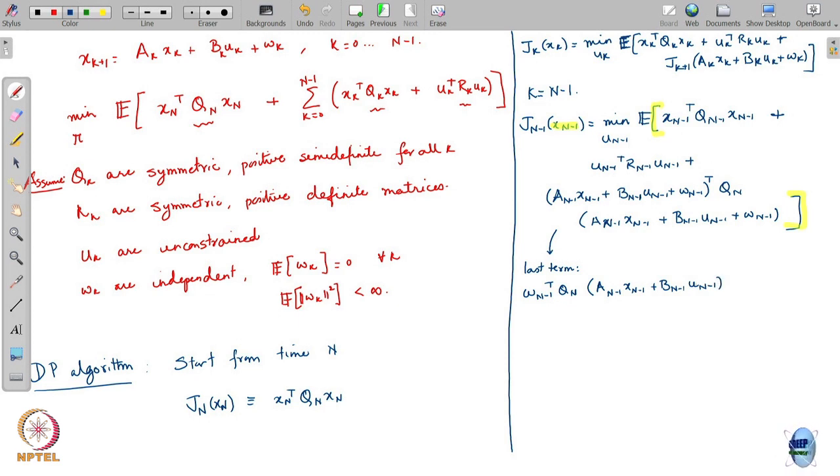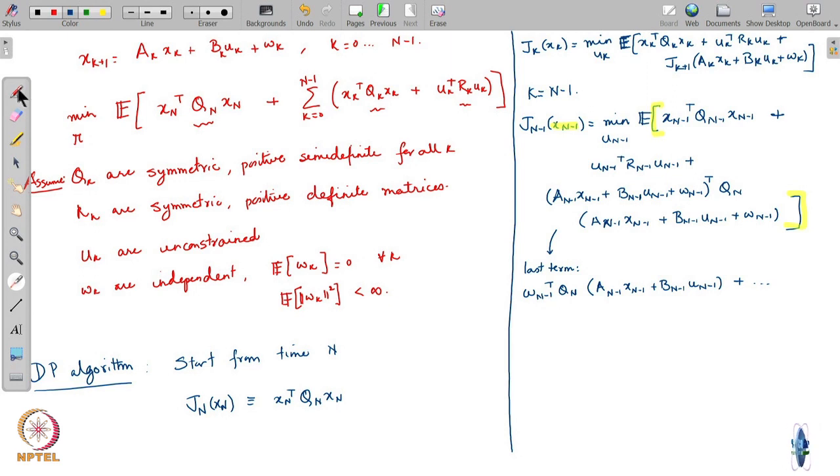And now the last term has this plus several other terms. Now, what can we say about this particular term? So, notice that because as I said x n minus 1 is simply some constant or some deterministic nominal value that we have taken, and u n minus 1 is also deterministic, it is simply a function of x n minus 1, right. So, as a result of this, the only randomness here is in w n minus 1.